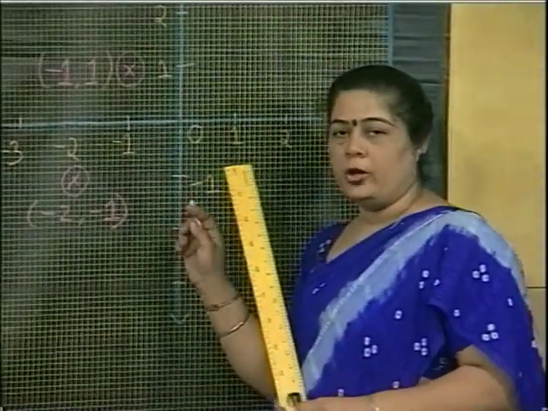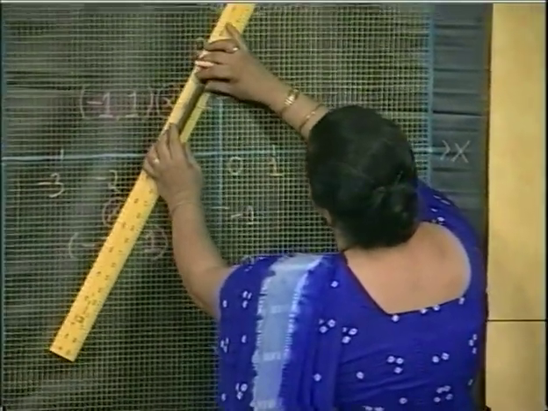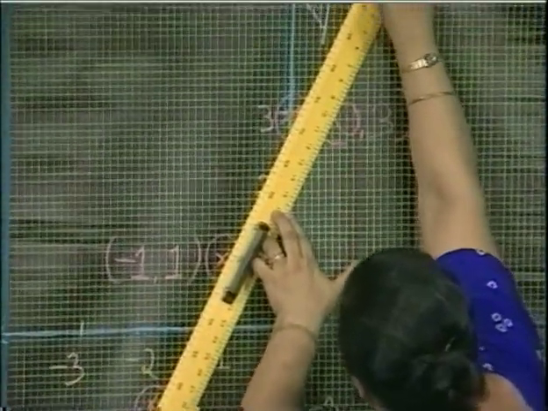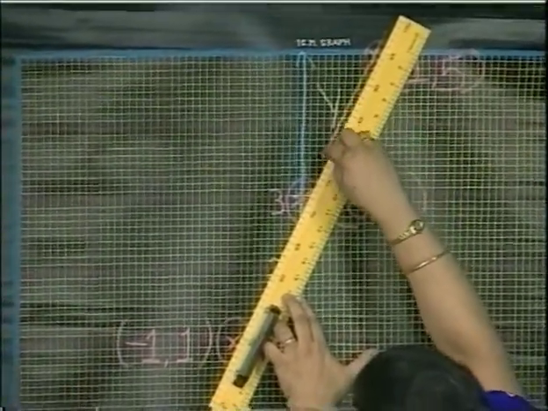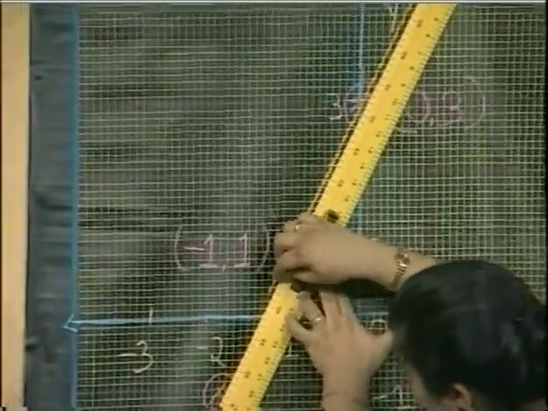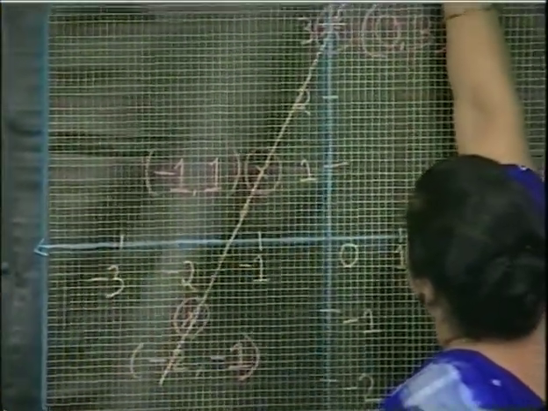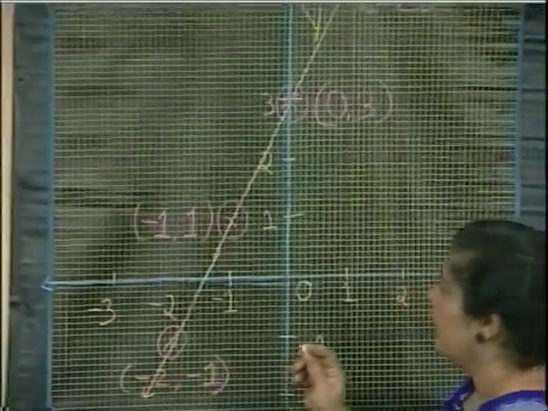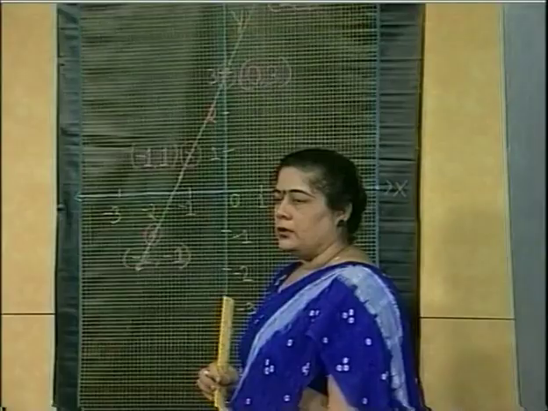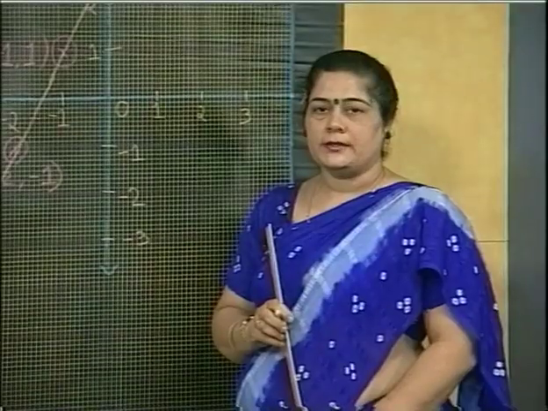So children, after plotting all the points, let us join them. Is it coming a straight line? Yes. So, a linear polynomial can be represented on a graph as a straight line.